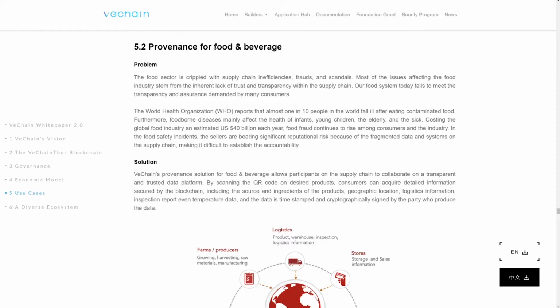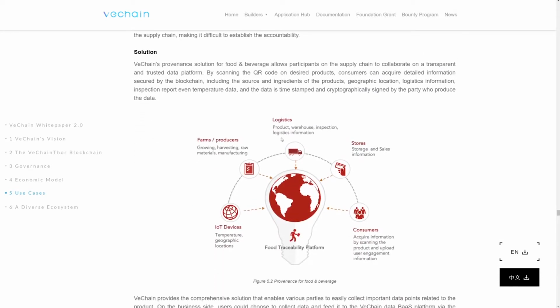And for example, with the food and beverage provenance, they are addressing quite a poor transparency within the supply chain of food and beverage, which is very important because, for example, the WHO reports that almost 1 in 10 people in the world fall ill after eating contaminated food. And they are solving this problem with the VeChain, and basically there are gonna be some QR codes or RFID chips on the products, and this information will be transmitted to the blockchain and secured on the blockchain.